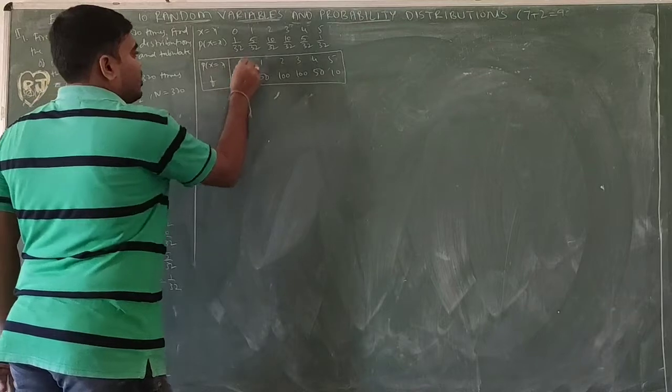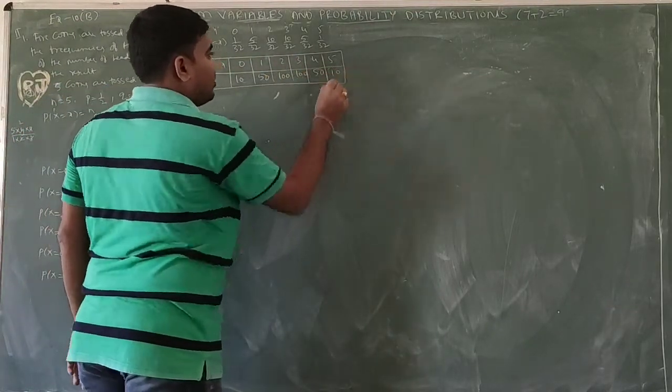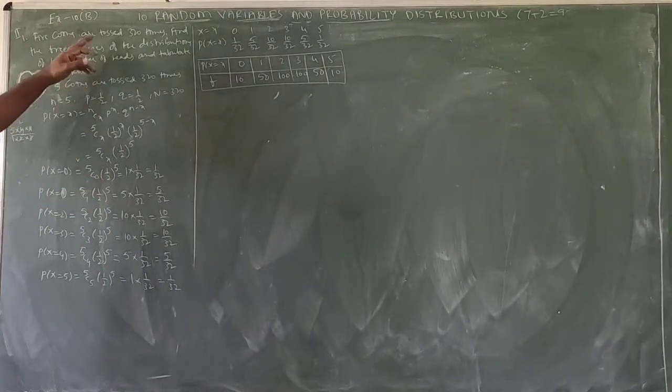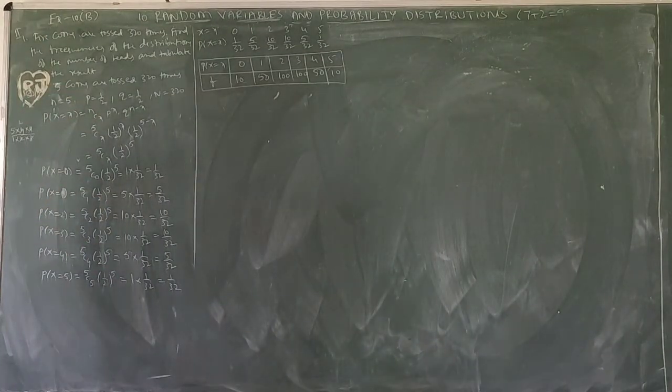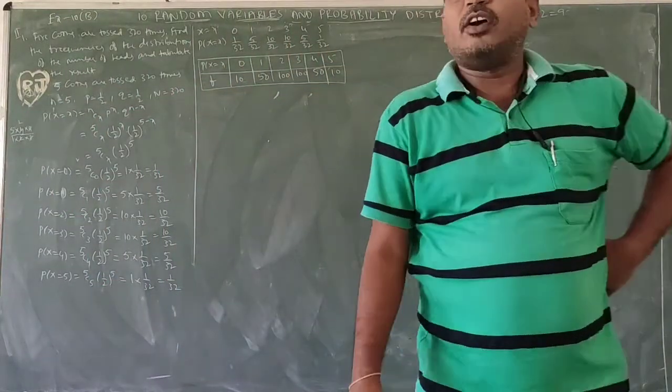This is the required frequency distribution table of this experiment. Okay, this is the required result. Next concept, Poisson distribution.